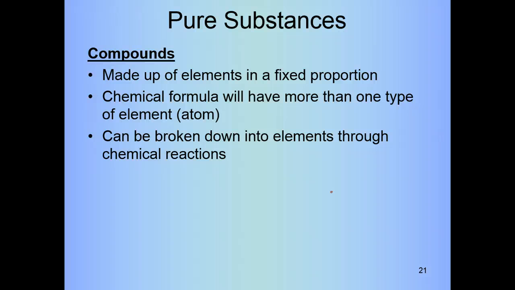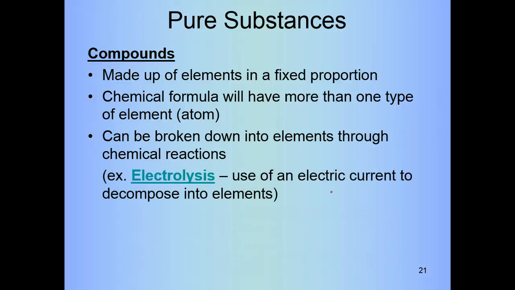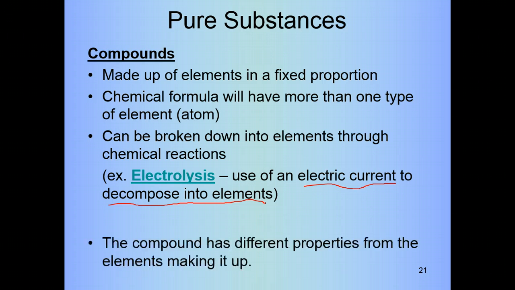We said that elements cannot be broken down into simpler substances even by chemical means. Compounds can be broken down by chemical reactions, and one of the chemical reactions that can do this is called electrolysis. Probably some of us have heard of electrolysis on hair removal commercials. This is a little bit different. It's using an electric current applied to the compound, and it decomposes it into its elements. I'll show you an example of this in class.